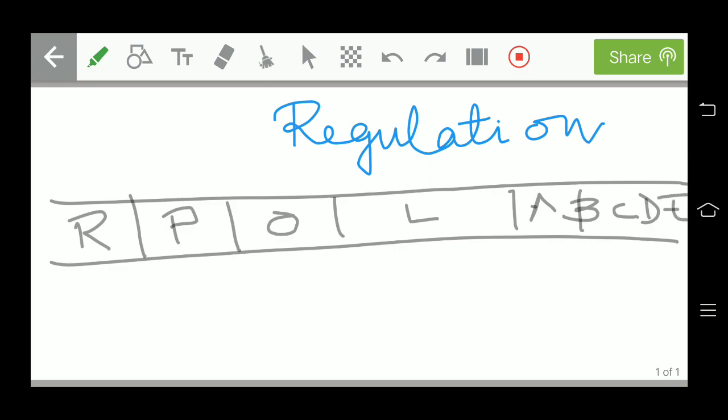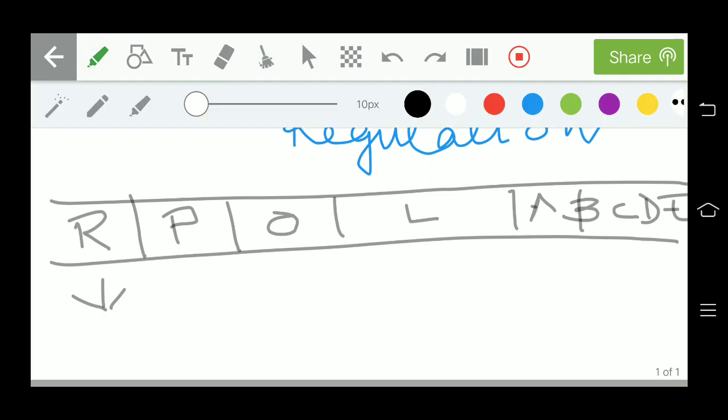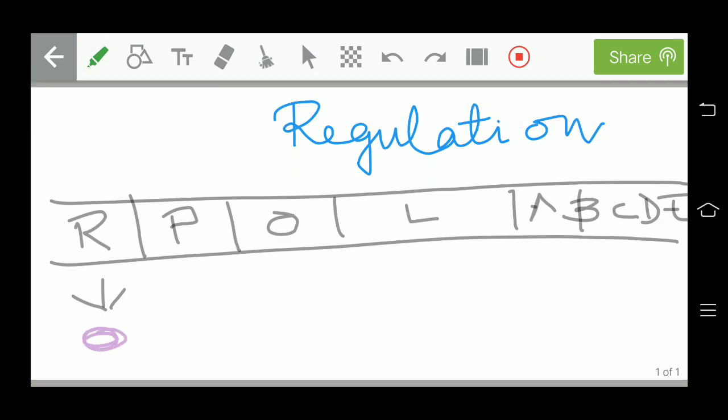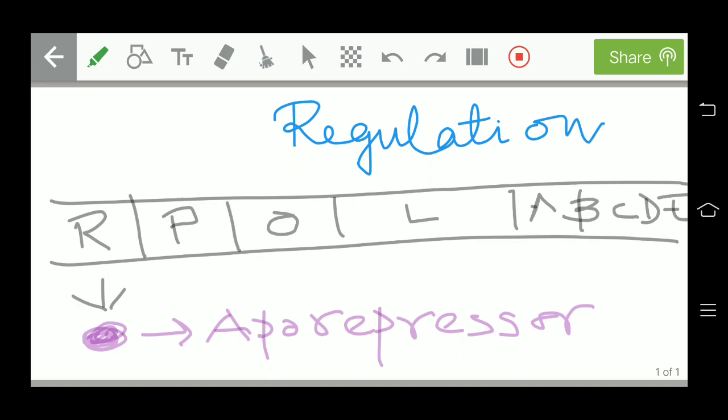What happens here is, as I told you from the very beginning, this particular operon has a repressor, but this repressor is constitutive in nature. That means it is always being produced. So let's say your repressor is being produced. I denote this repressor with the purple color. This repressor is always produced, but it is inactive, and it is called an aporepressor.